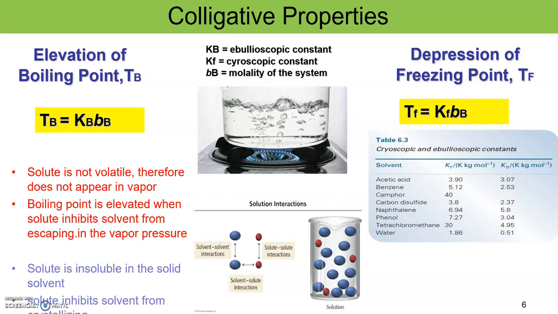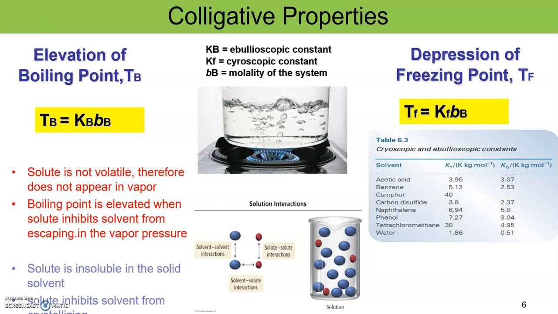For the formula of the freezing point, TF, the change in temperature at the freezing point, is equal to KF times bB. KF is the cryoscopic constant of the solvent, and also bB is the molality of the solute.